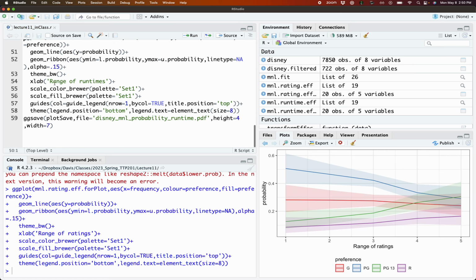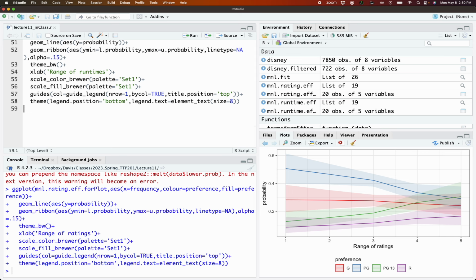Okay, so this is a plot across the range of ratings. They split it up into 5 points, so it's 1 through 5, but really it's ratings 4 through 9 or whatever the numbers were. Okay, so given the average runtime, the probability that the movie is G rated is like 30%, at the average length of all of those movies. The probability that it's PG is like 50%.